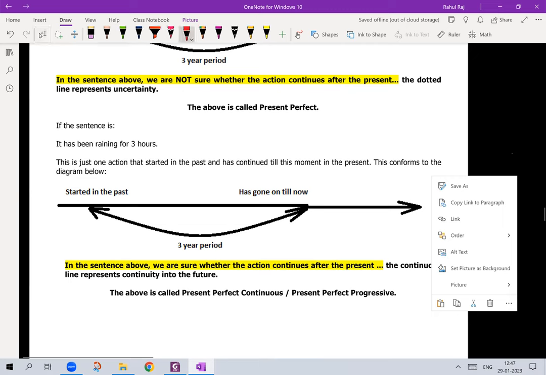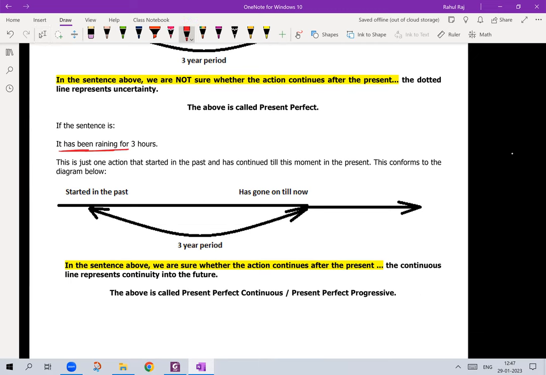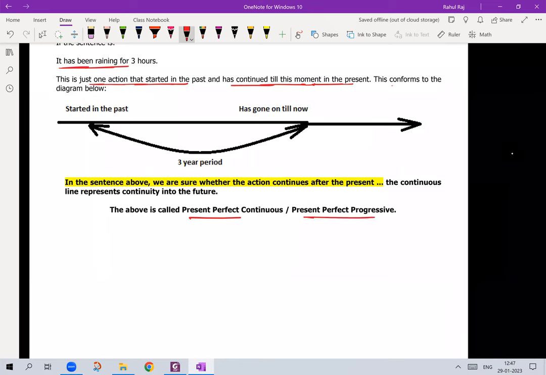Now, when you make a sentence, it has been raining for 3 hours, what does this mean? This is just one action that started in the past and has continued till this moment in the present. This conforms to the diagram. But be very sure, present perfect continuous, or present perfect progressive, whatever you call it, is never tested in grammar, because it makes the sentence very wordy. There is a different way to write the sentence. Never. You can be very sure about it.